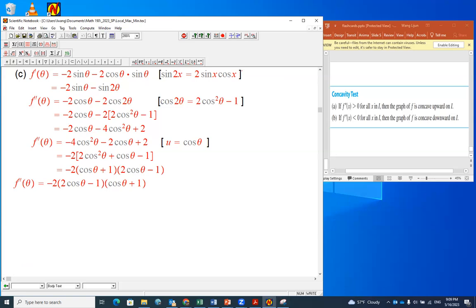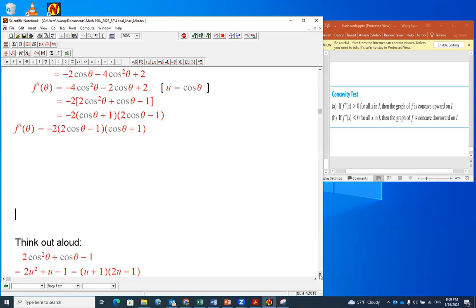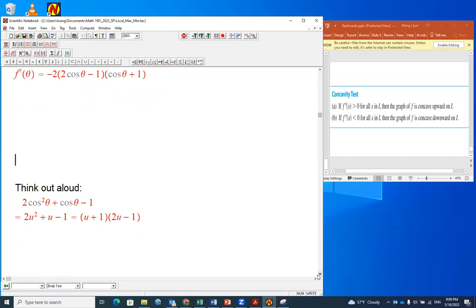Well, that could change sign. But remember, we set the second order derivative equal to zero. We first have to identify where the sign change takes place. So we're going to set the second derivative equal to zero.